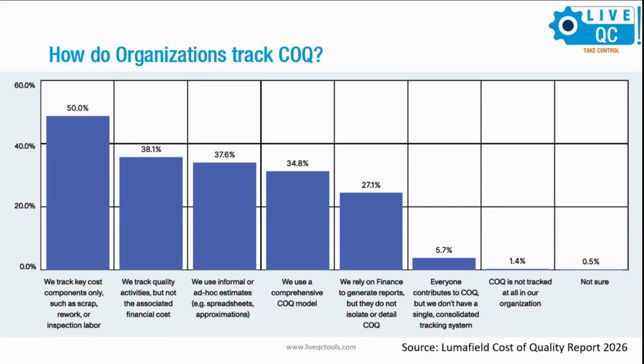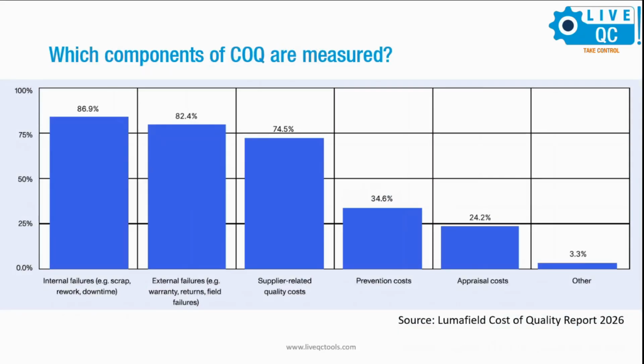So the first thing that we need to do is develop a deterministic cost of quality model and set goals before we start looking at reduction in cost of quality. So the framework has to be there. So when we look at which components of the COQ are measured, 66% of them, or 87% of them, said internal failures, because it is visible.